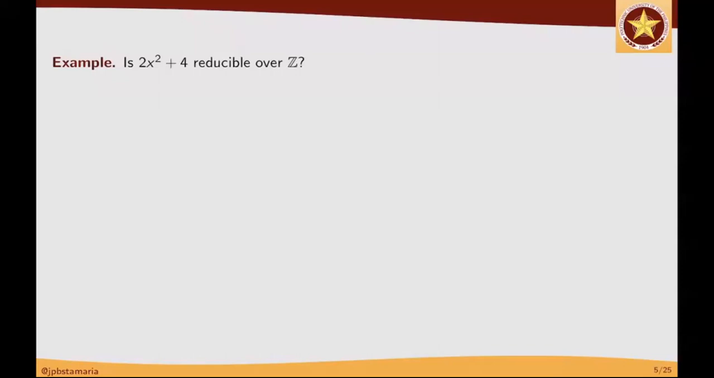So, is this irreducible over Z? This 2x squared plus 4, you know what this is. Obviously, that's 2 times x squared plus 2. Tama ba?